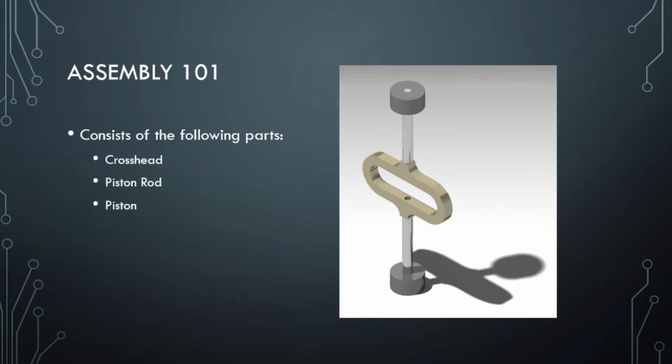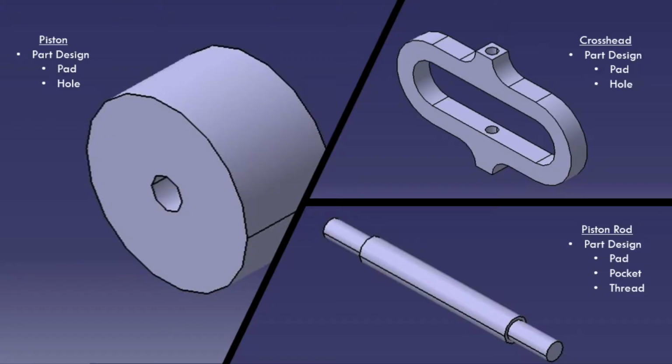Assembly 101 consists of the crosshead, the piston rod, and the piston. The piston was created using a pad and a hole, the crosshead was created using a pad and a hole, and the piston rod was created using pad, pocket, and thread.